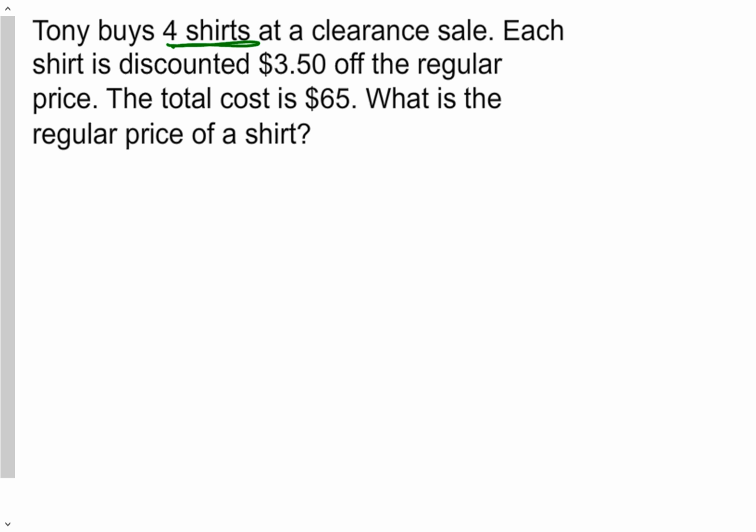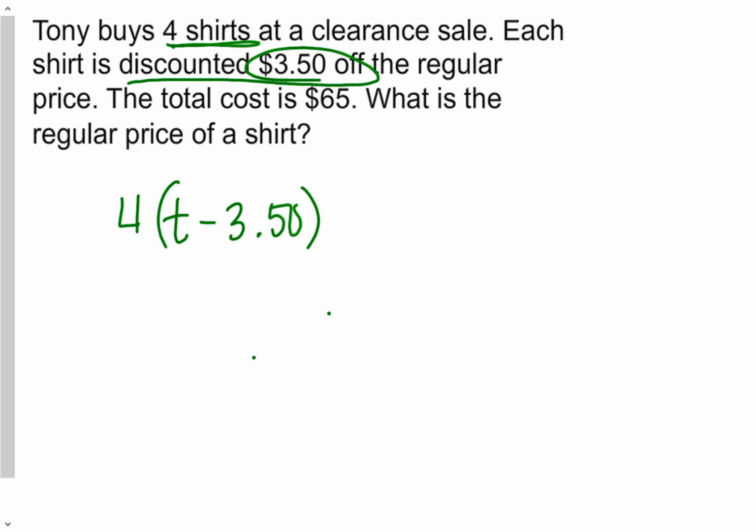They actually don't tell you what the cost of each shirt is. All they do is tell you it's discounted by $3.50. So the cost of a shirt is actually t minus $3.50. We bought 4 of them, so we're multiplying that by 4, and the total is supposed to be $65.